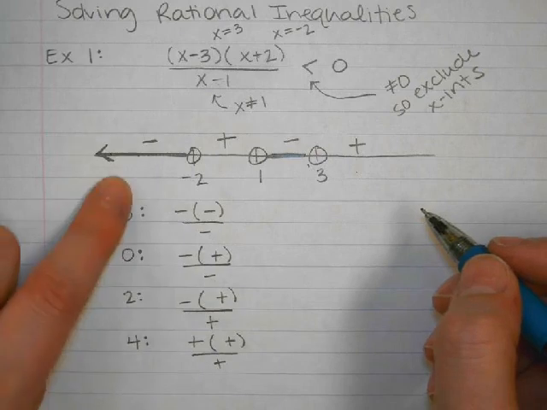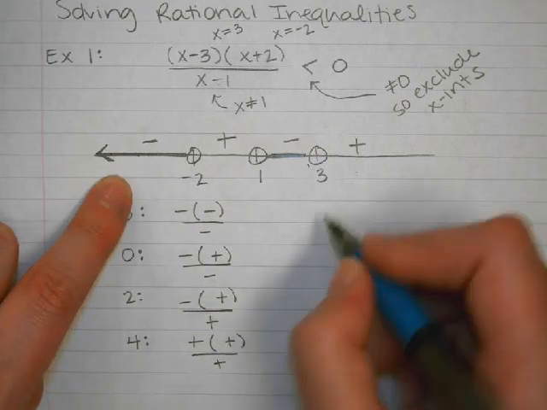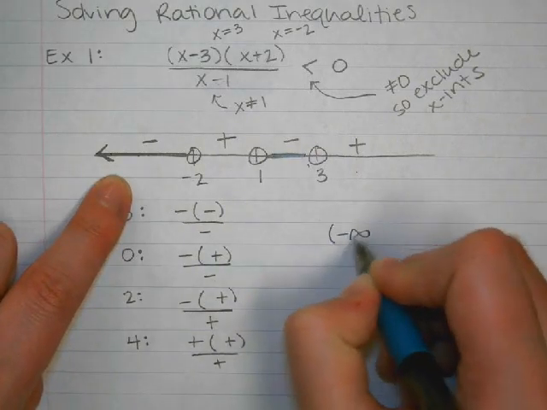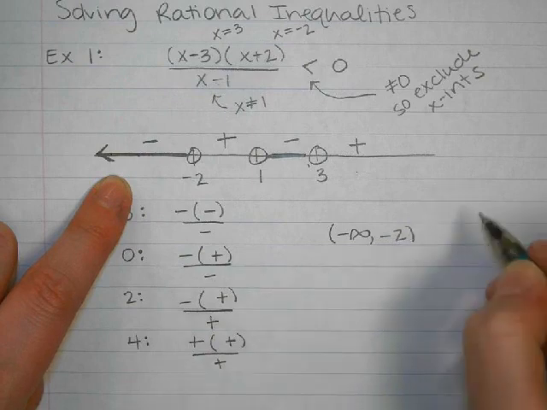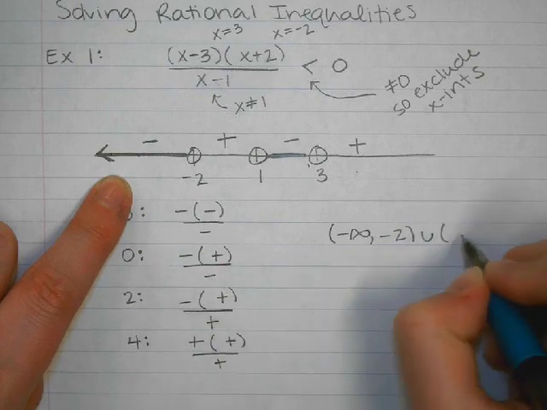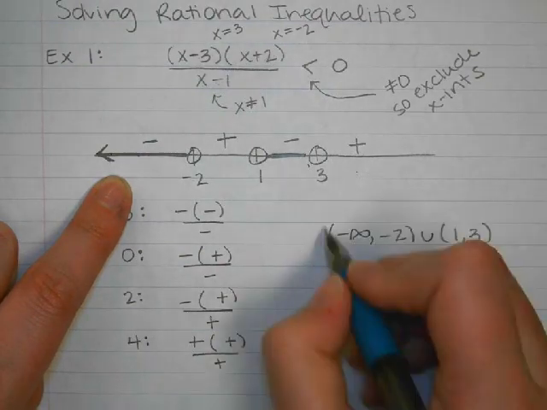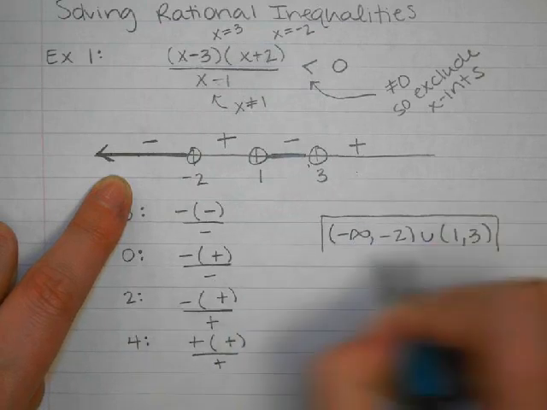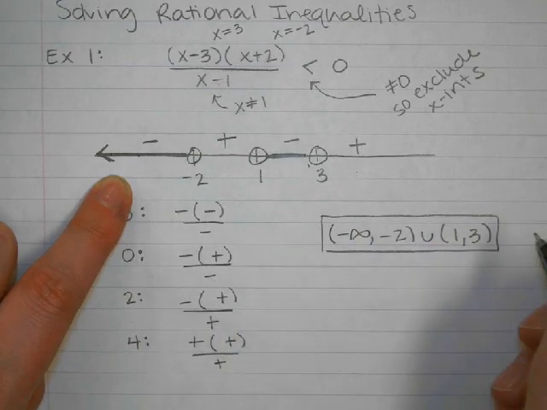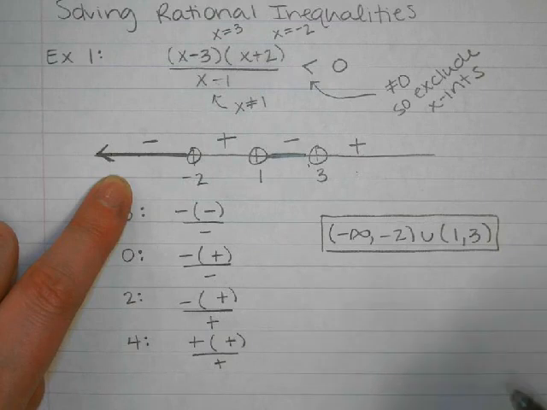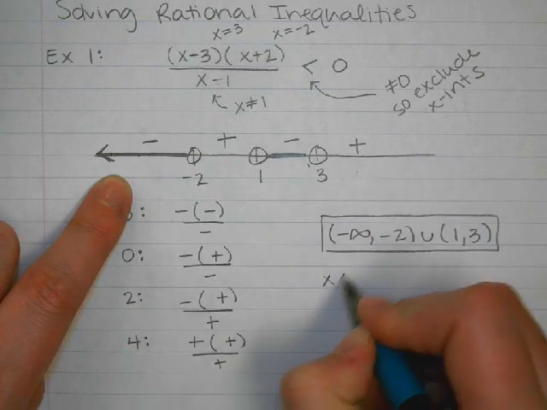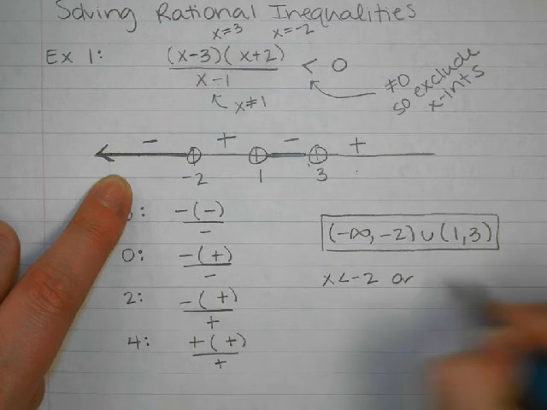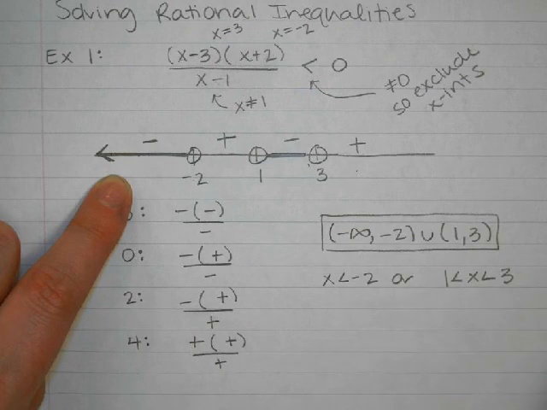So I'm going to say that the solutions are anything from negative infinity to negative 2, and anything from 1 to 3. This would be the interval notation. If you feel weird using interval notation because you just solved for x, you could say that x is less than negative 2, or x is in between 1 and 3, if you want to say my solutions for x are this.